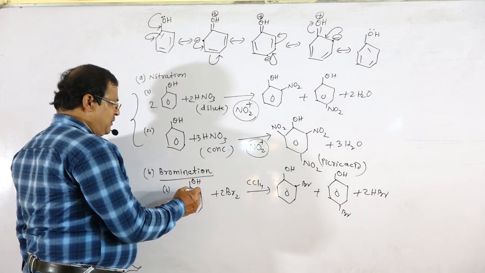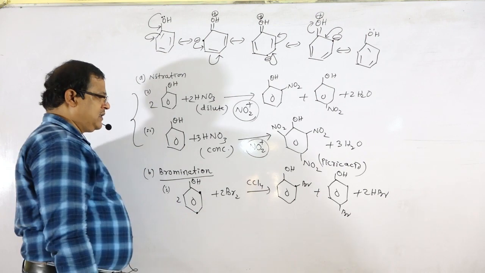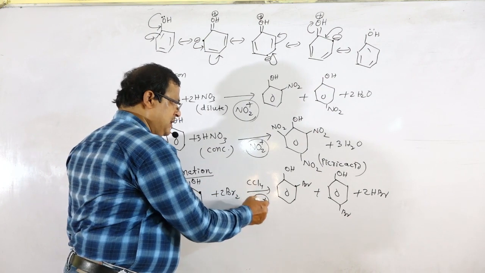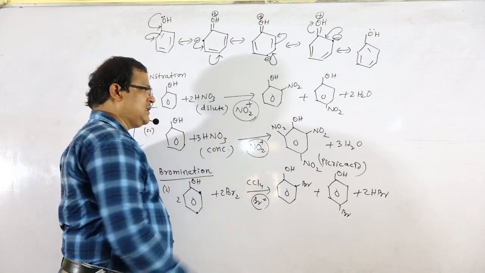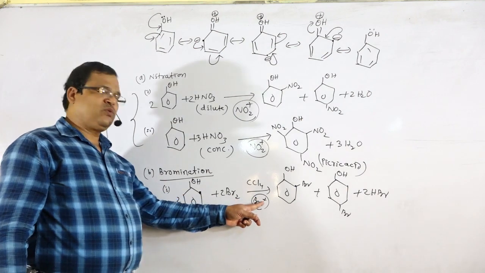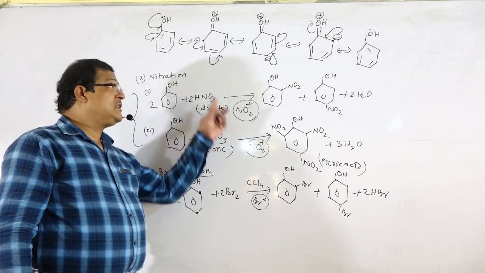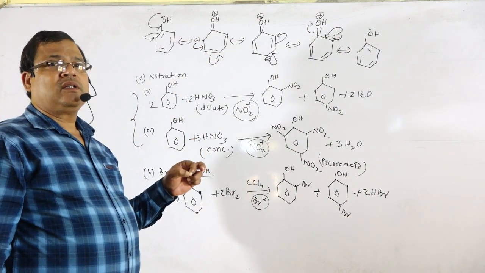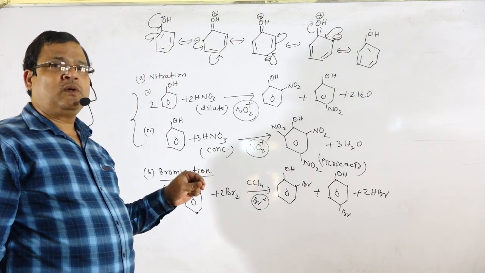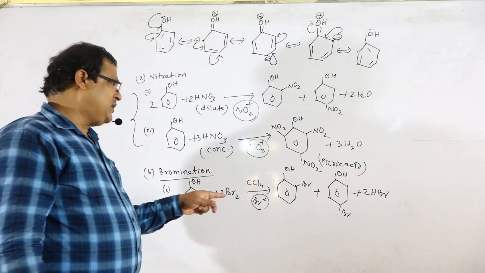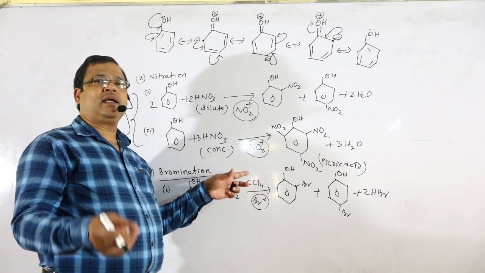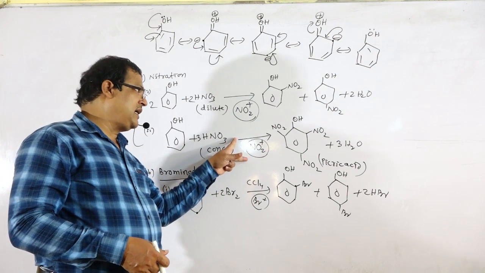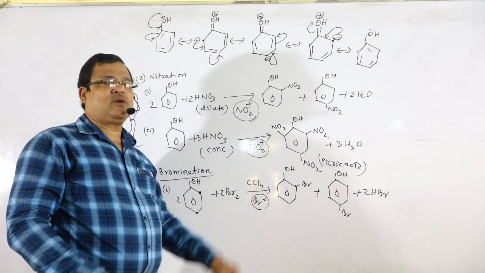So either from the ortho position or from the para position, the hydrogen atom is replaced by the electrophile Br plus. In nitration, NO2 plus acts as the electrophile. In this case, Br plus will act as the electrophile. In the resonating structure, we have seen that the negative charge remains over the carbon atoms at the ortho and para positions. So Br plus, NO2 plus, etc., will get directed to the ortho or para positions, or both. With concentrated nitric acid, all the ortho and para positions get occupied by the NO2 group.